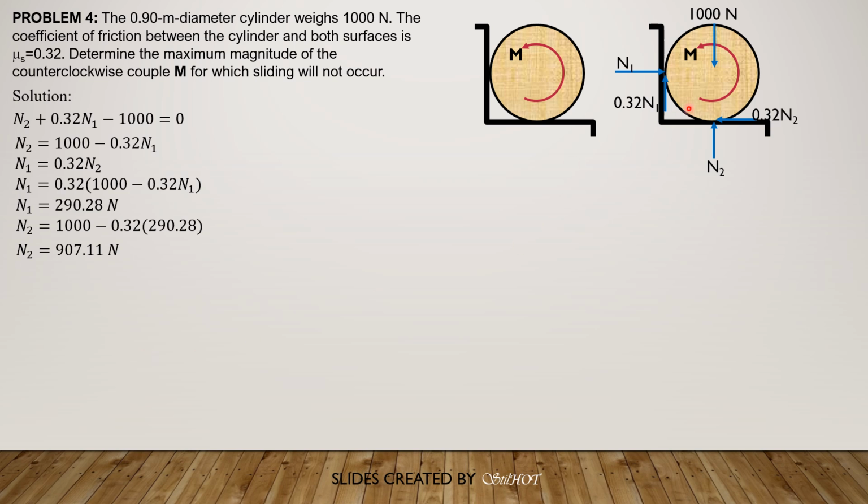So summation moment about the center, all this vertical force and this N1 here will have no moment about the center O. So only the couple M, 0.32 of N1 and 0.32 of N2. Remember that the moment arm of these friction forces is the radius of the cylinder, which is 0.45 meters. So therefore, M is equal to 0.32 of N1, which is 290.28 times 0.45, plus 0.32 of N2, which is 907.11 times 0.45. So M is equal to 172.4 newton meters counterclockwise. So that's the answer to this problem.